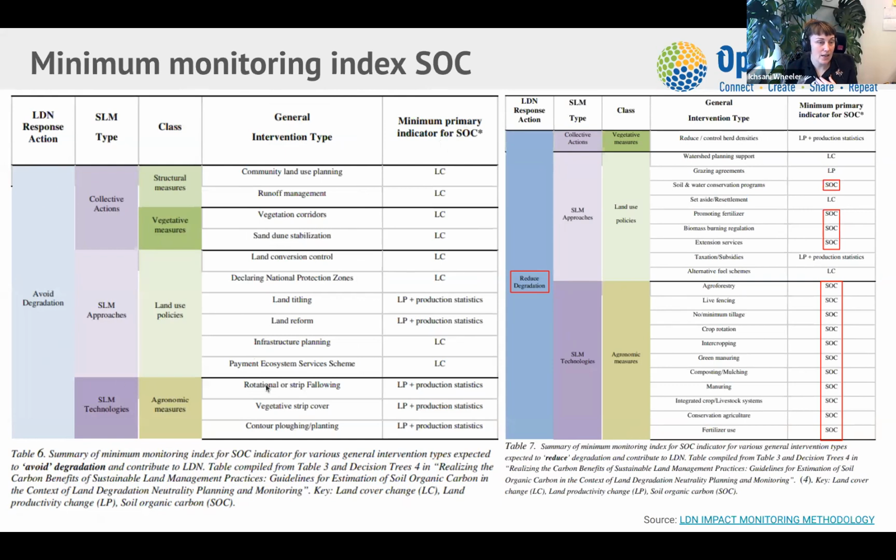So for avoiding degradation, all of these actions, runoff management, community land use planning, land reform, vegetation strip cover, you don't need to monitor carbon for these. However, anything to do with reduction of degradation, generally you need to monitor soil organic carbon. And if you have a look at the intervention type, it's land use policy and agronomic. So I would say most people in this audience will be in reduction of degradation, which means soil organic carbon does need to be followed.